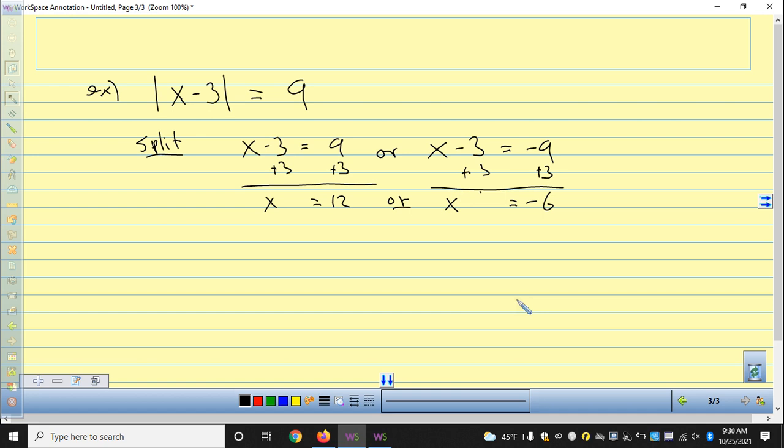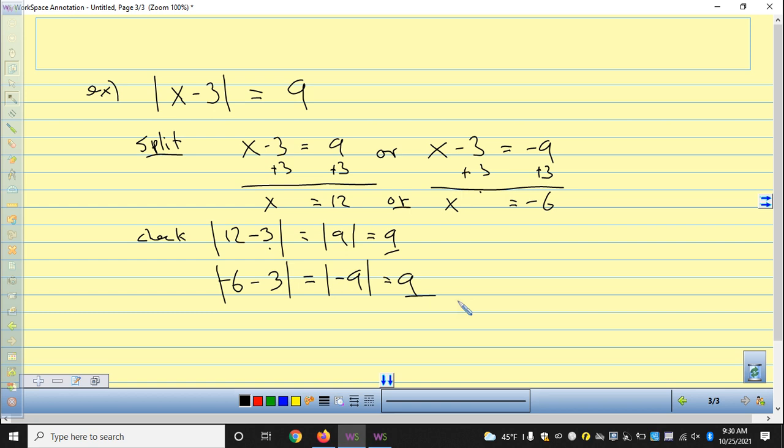And then I can check my answers. 12 minus 3, the absolute value. Well, what's 12 minus 3? 9. What's the absolute value of 9? 9. Let's check the other one. Negative 6 minus 3, absolute value. What's negative 6 minus 3? Negative 9. And the absolute value of negative 9 is 9. So both my answers check out.